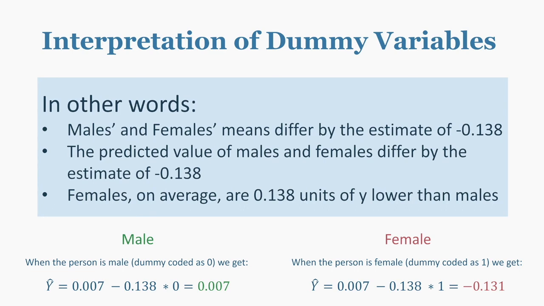So we know that the mean value for males is 0.007, and for females, it is negative 0.131. So the difference of those means is negative 0.138, meaning that the predicted value of males and females differs by an estimate of negative 0.138. Said another way, females on average are 0.138 units of Y lower than males, just like we talked about before. And just quickly, let's note that in simple regression, the intercept is the predicted value for when the dummy-coded variable is 0, or in this case, the male group.